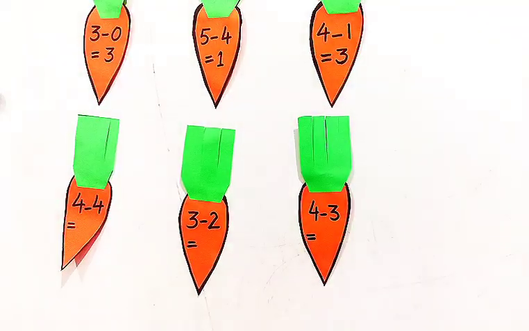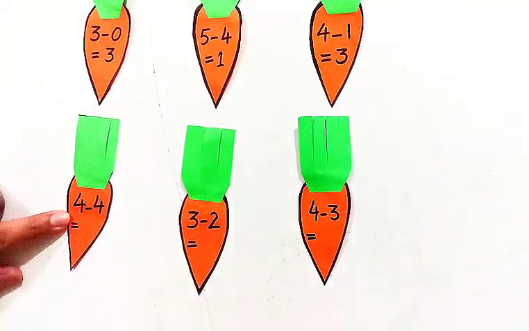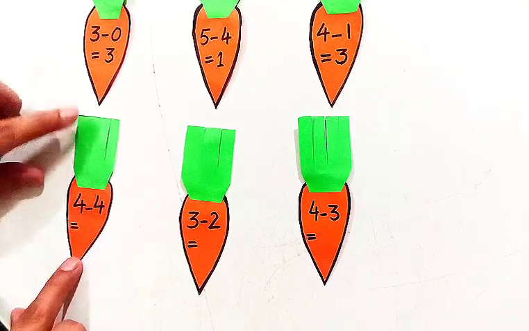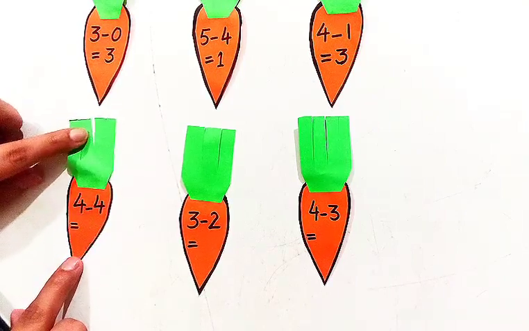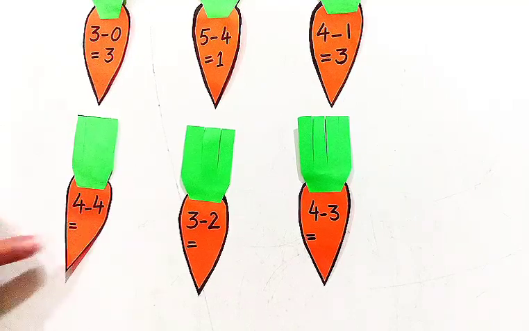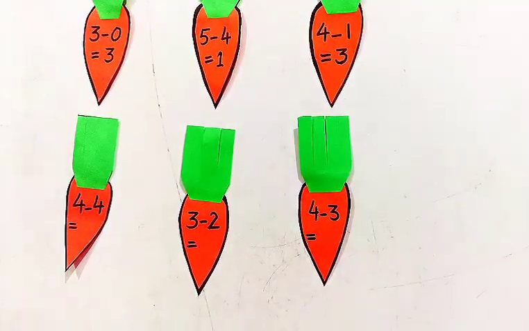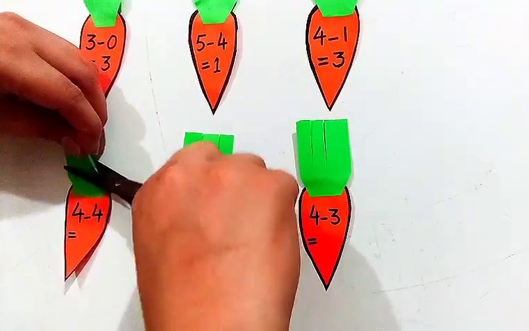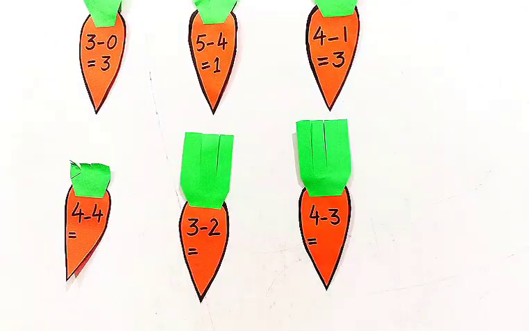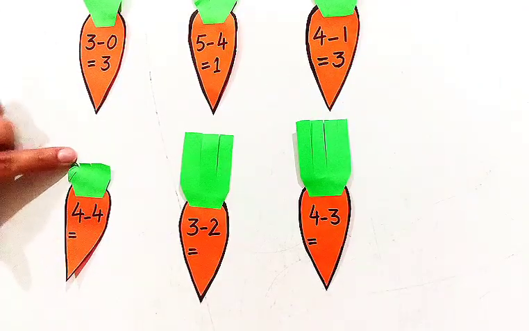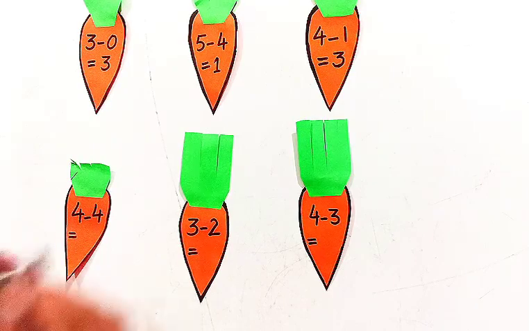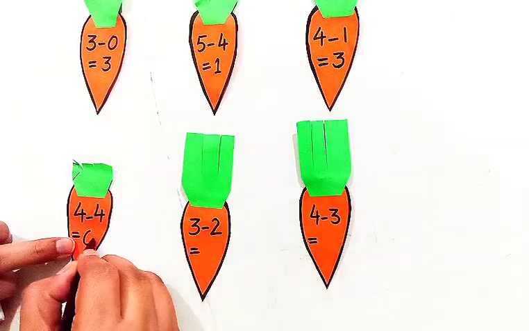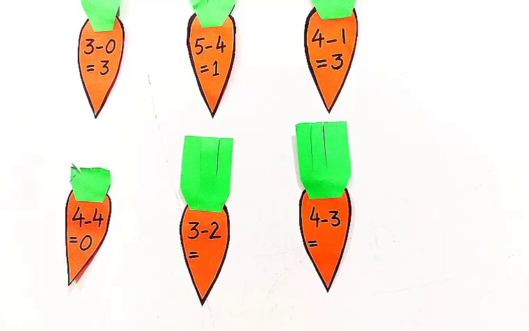Alright, we have another example. First we have 4 minus 4. Count with me. 1, 2, 3 and 4. In total we have 4 and we will take away 4. Alright. Now I have taken away 4. How many left? No, nothing left. So we will write 0 as we have nothing left.